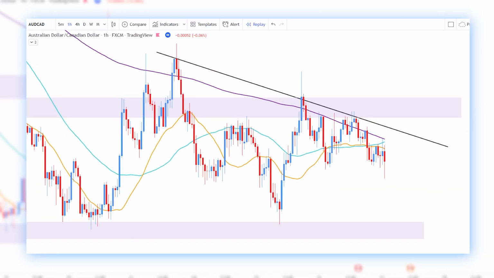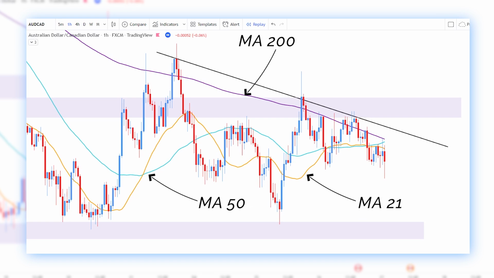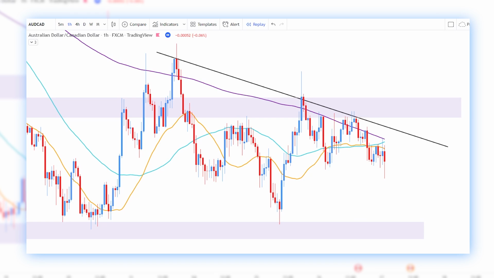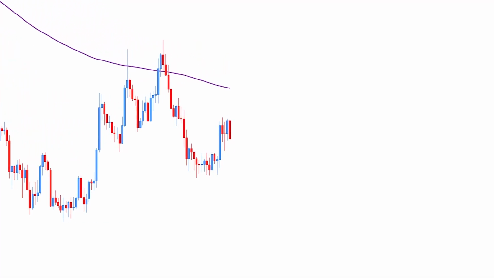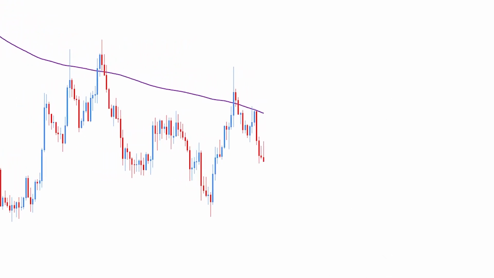As you can see, I have my 21, 50, and 200 moving averages. They are on the chart and they are ready to go. As you can see, the 200 moving average is above the price and functions as a dynamic resistance, which means that this specific moving average will react to the price movement as it progresses.